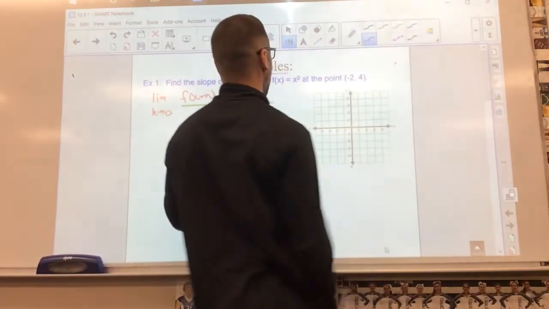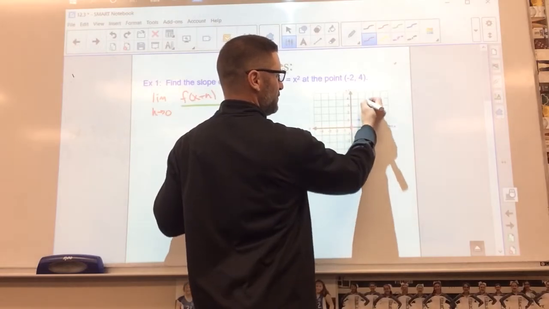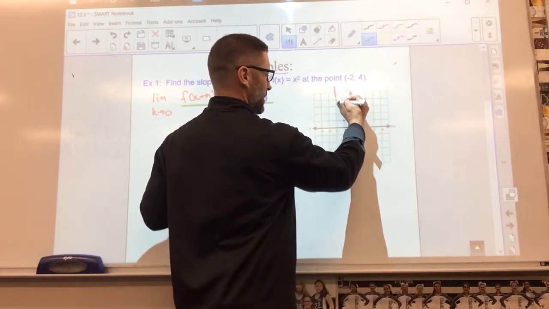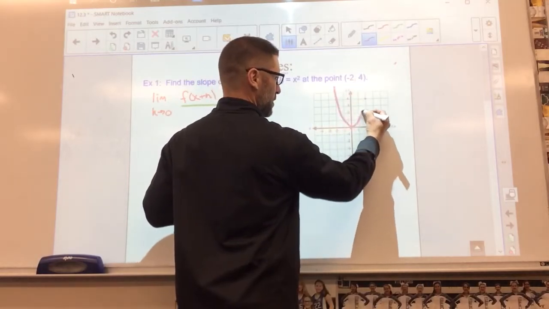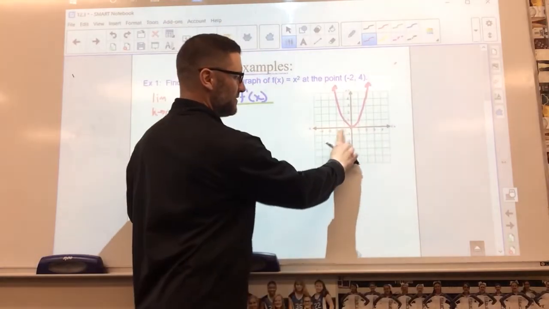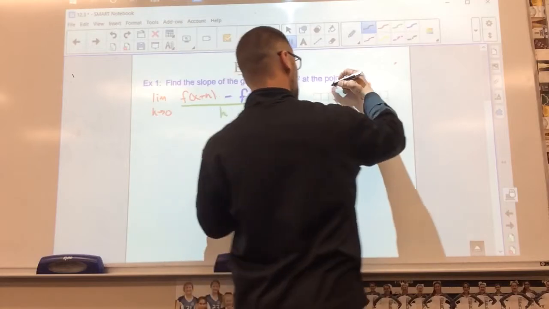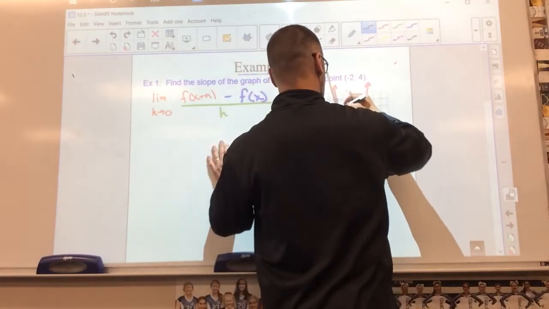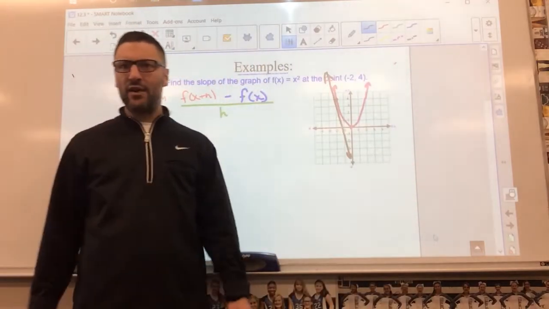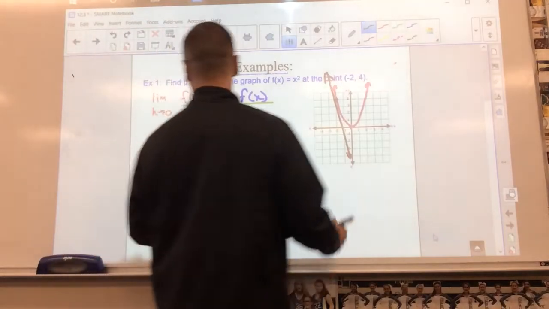One thing I can probably do right off the bat is graph it. It goes through 0, 0, 1, 1, and 2, 4, negative 1, 1, negative 2, 4. And here is the graph. What they're asking is at -2, positive 4, right here at that point, what is the slope of this tangent line? And I can see it's negative. I could probably count it out and get close, but the idea of doing this process is to get an exact value.